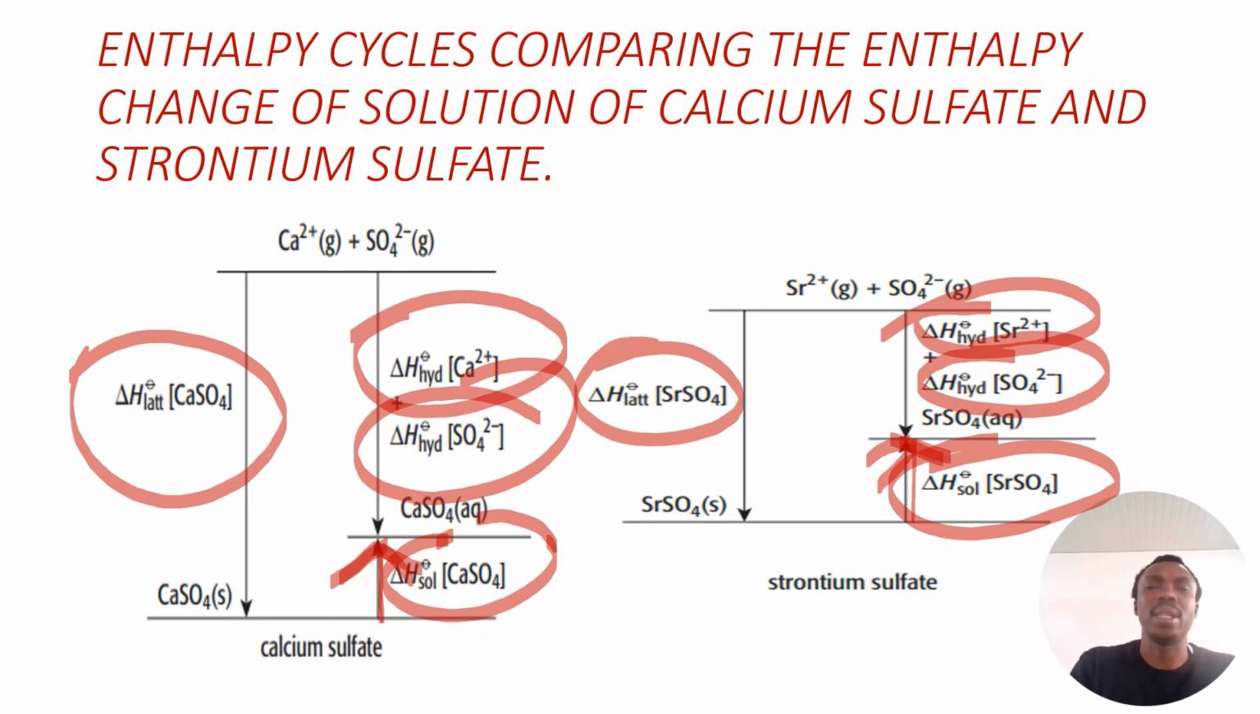So this is how you represent the group 2 sulfates in an energy level diagram, using the enthalpy cycle. From the two sulfates, calcium sulfate and strontium sulfate, you discover that their solubility decreases as you go down the group. The enthalpy of solution becomes more endothermic as you go down the group.